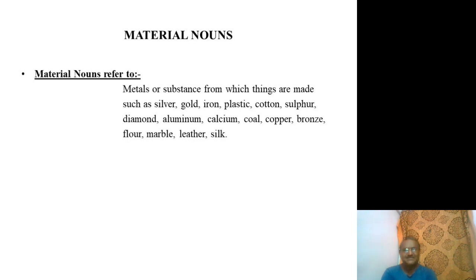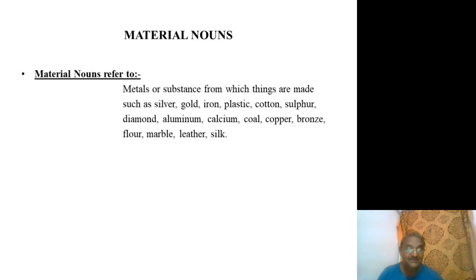What are the metals in general? We have gold, silver, iron, copper, bronze, diamond. So all these things are metals. But material nouns are not going to be limited or confined only to metals. That is the second point that we have to learn about these things.